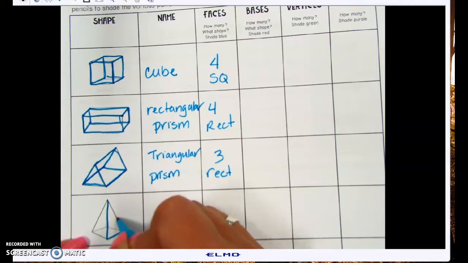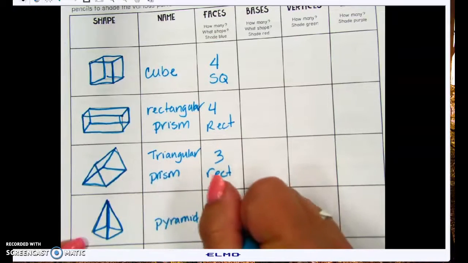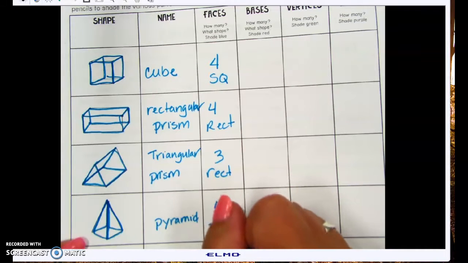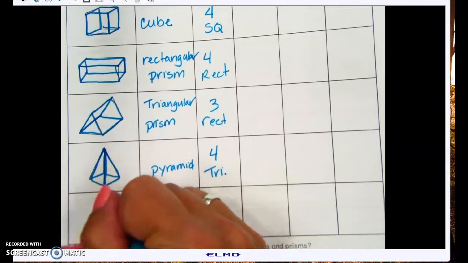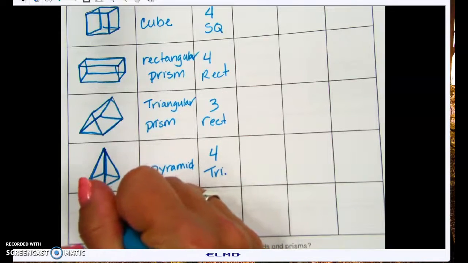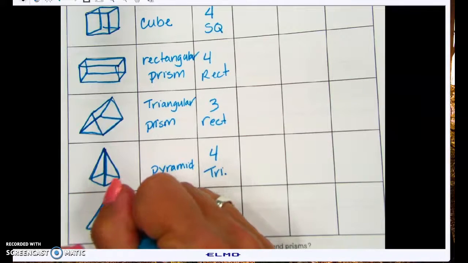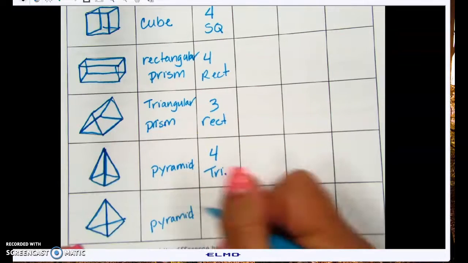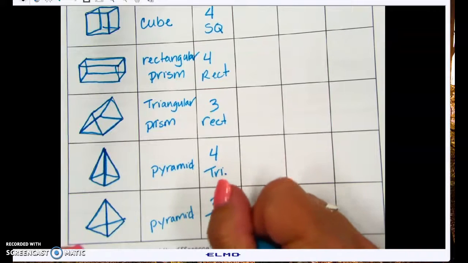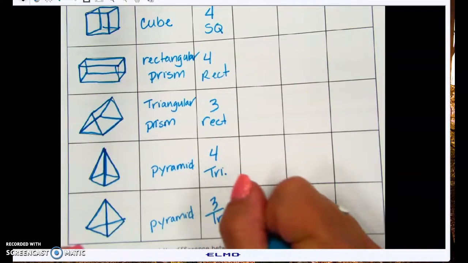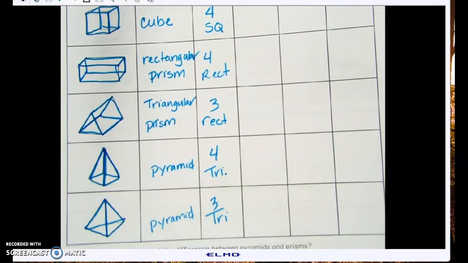How about my pyramid? 1, 2, 3, 4 triangles. How about my pyramid here? 1, 2, and this one has 3 triangles. All right, so that's what I did with blue.